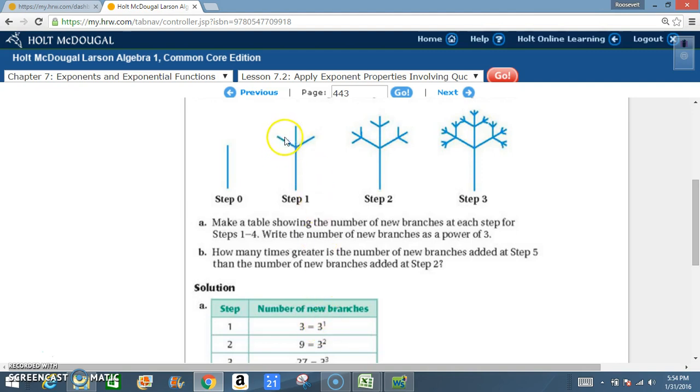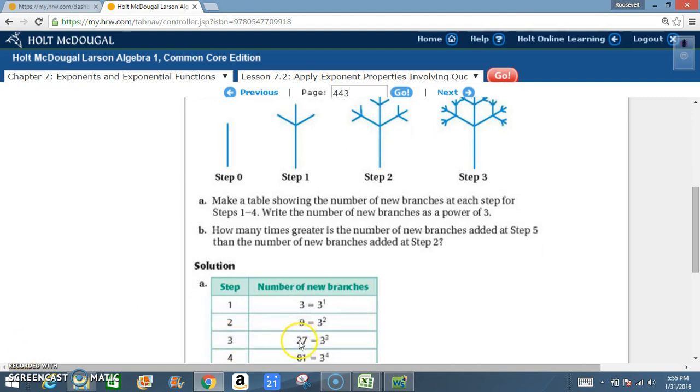So once again, 1, 2, 3. Step 2, 9 is the number of new branches. How did we get that? 3 to the second power. Now notice step 2, that's where the 2 comes from. Step 1, that's where the 1 comes from. And it's 3 to the second power. How did we get that? 1, 2, 3, 4, 5, 6, 7, 8, 9. Now what would give you 9 using power notation? It would be 3 to the second power.